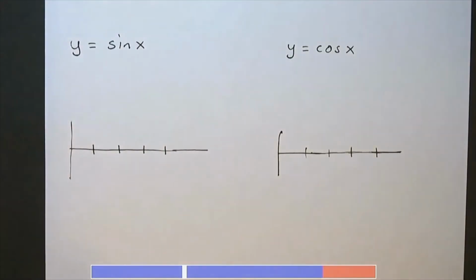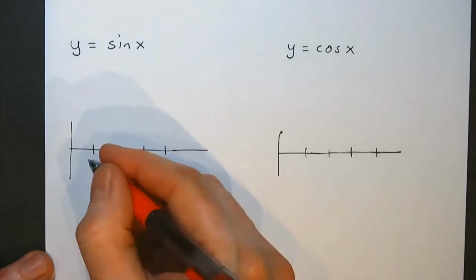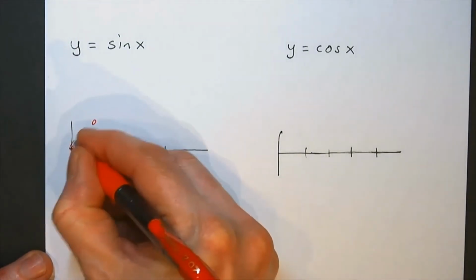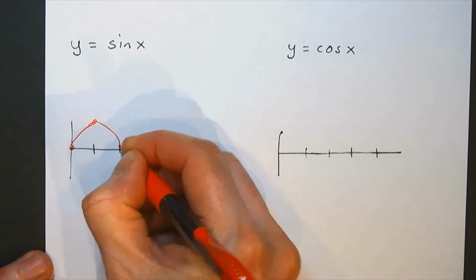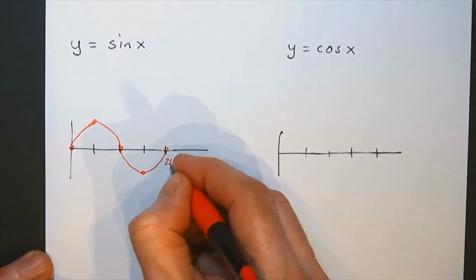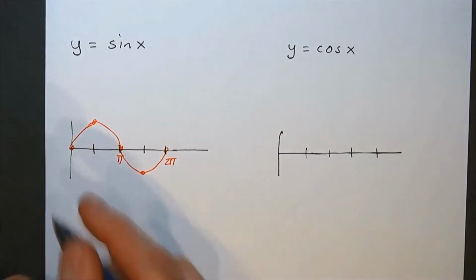So imagine you had to graph a sine graph. So I'll just do our basic sine graph. Remember, start here at 0. We go up, back to the middle, down to the bottom, back to the middle. This is normally like 2 pi. This is pi.